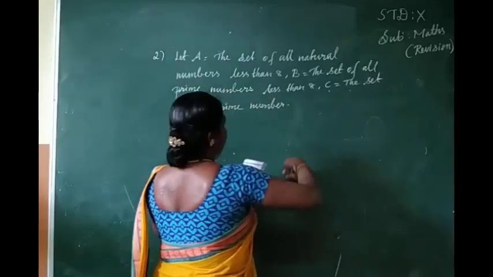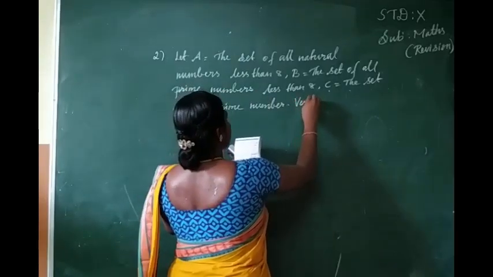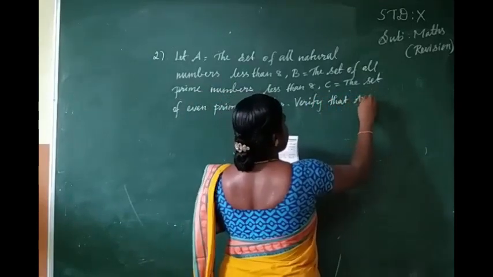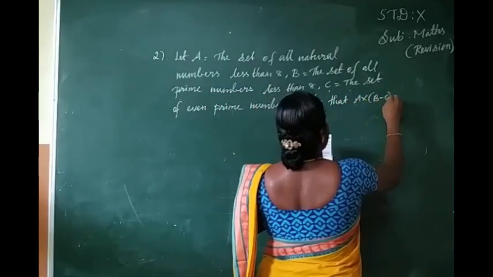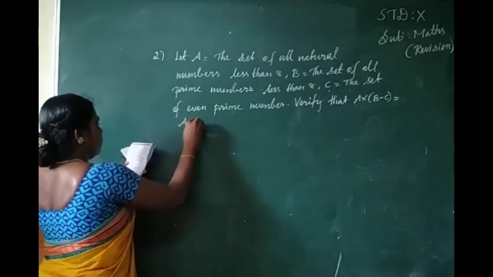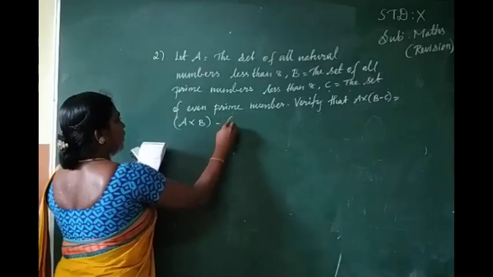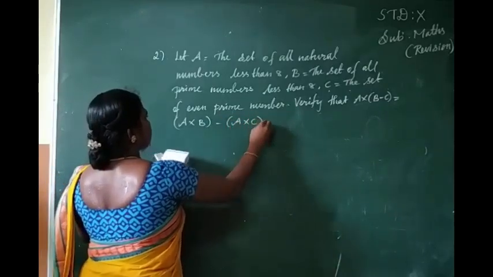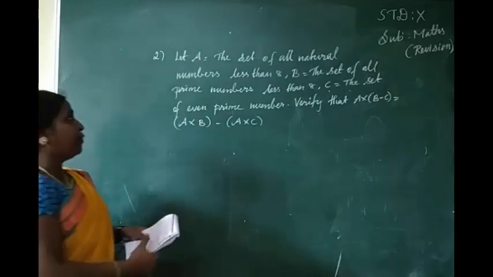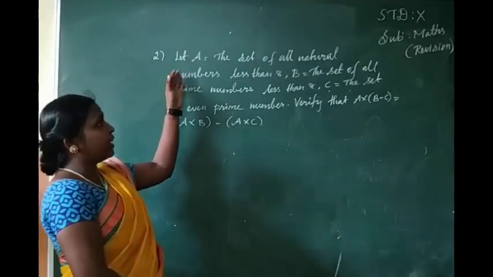So verify that A cross (B minus C) equals (A cross B) minus (A cross C). Okay, so very simple problem. I think everyone knows this problem. Here, A equal to.